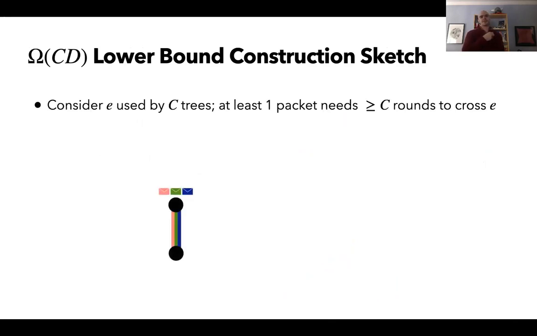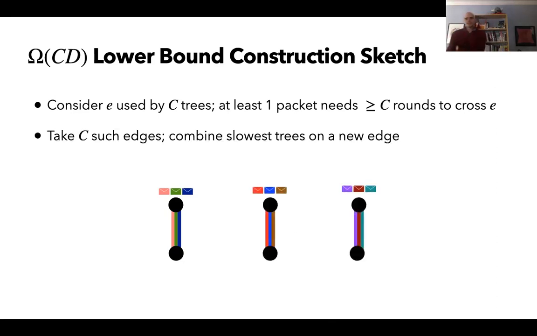So think about an edge and imagine that it's used by C trees. Here C is like 3. Just by virtue of our bandwidth constraints, we know that one of the packets that want to cross this edge is going to need at least C rounds to cross it, where for a second, just imagine that each of these packets starts at the top end of this edge. Okay, next, just imagine that you had C such edges. All right, so for each of these edges, there's going to be some packet that requires C rounds to cross that edge.